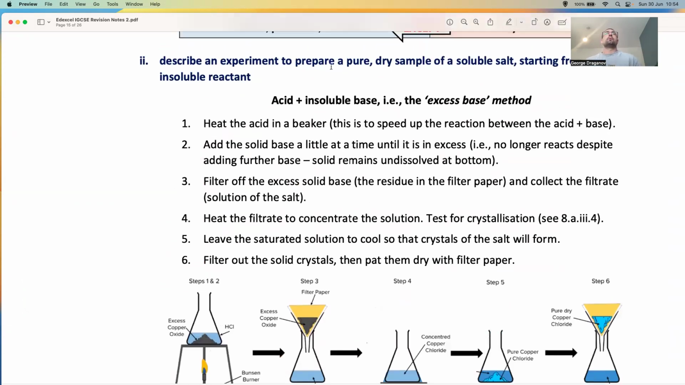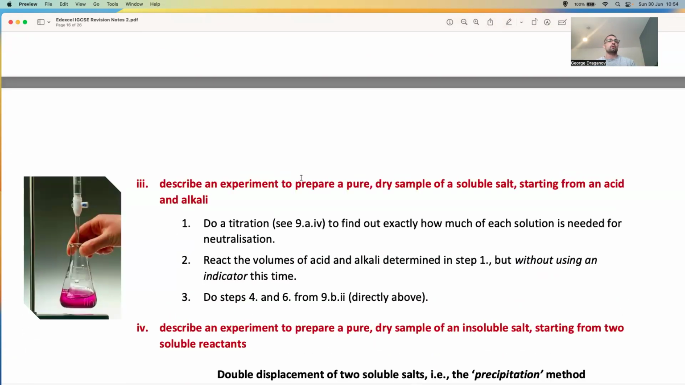So this one was to prepare a soluble salt from an insoluble reactant, i.e. the metal oxide. What happens if you have 2 soluble ones? Then what you do is you actually do a titration like before. So I'm not going to go over all the steps again. But by doing the titration, you know exactly how much acid and alkali was needed for the neutralization. So then you would repeat the whole titration again, but with no indicator, because otherwise the indicator would contaminate your crystals.